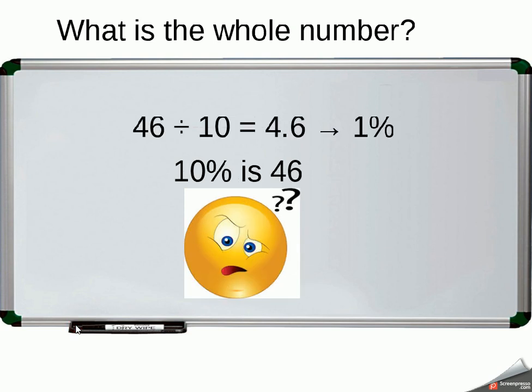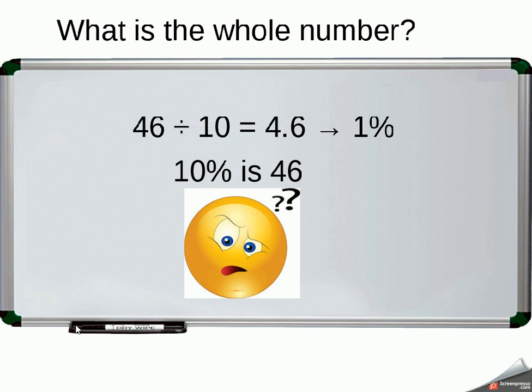So I do that, but not only have I got to divide the 10 by itself, if I divide the 10 by 10, I've also got to divide the number by 10. So I divide the 46 by 10, giving me 4.6. And I now know that 4.6 represents 1%. So 46 represented 10%, 4.6 represented 1%. Well, the original, the total, was 100%.